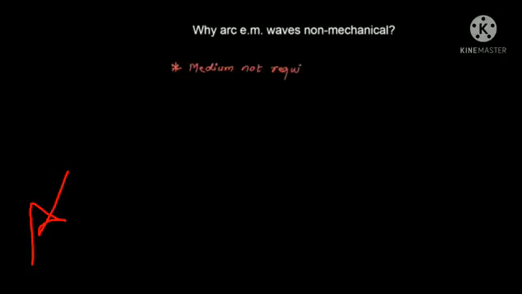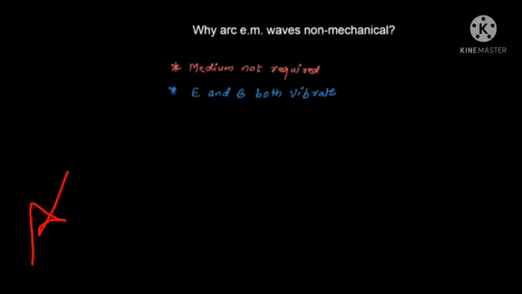The answer lies in the fact that in electromagnetic waves, both the electric field and magnetic field vibrate perpendicular to each other. Whenever the electric field in a region is varying, it produces a magnetic field, and the opposite is also true. Whenever the magnetic field in a region is varying, it produces an electric field. So due to the variation of electric field and magnetic field, a further magnetic field and electric field get produced, and that gets propagated.